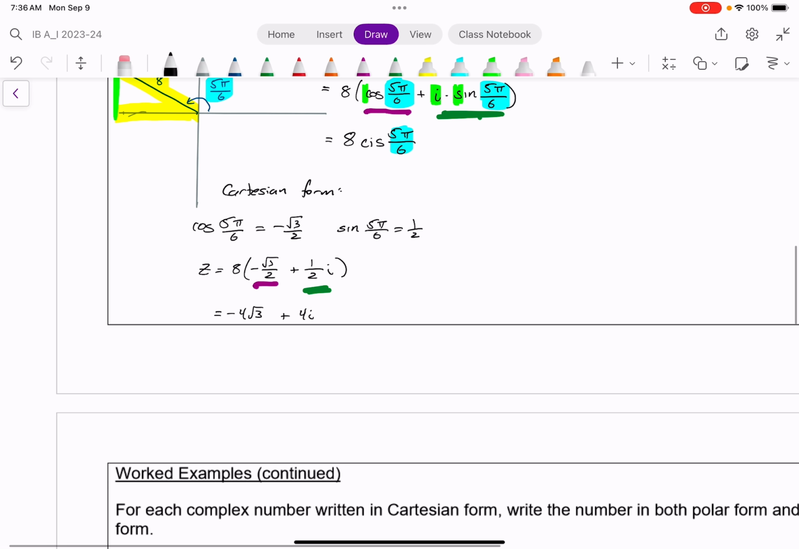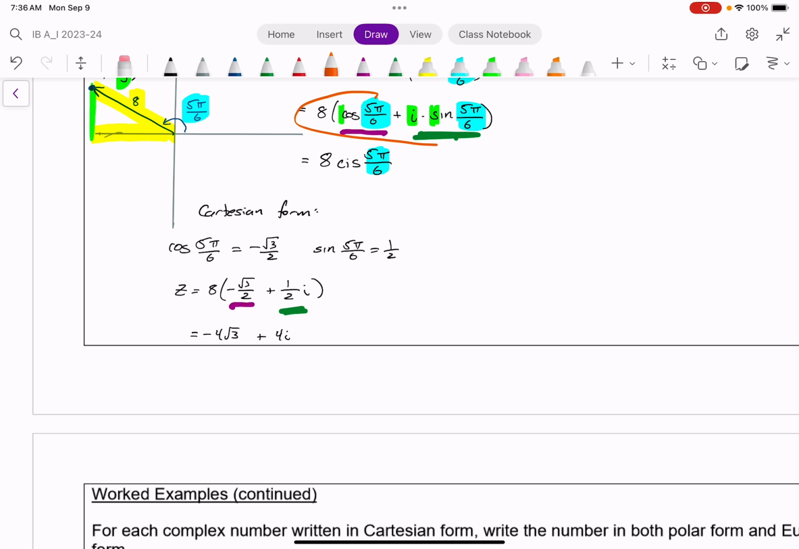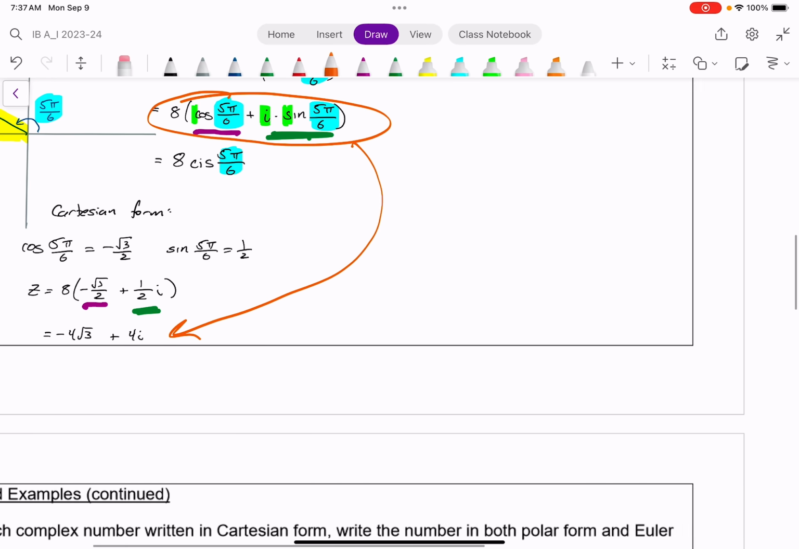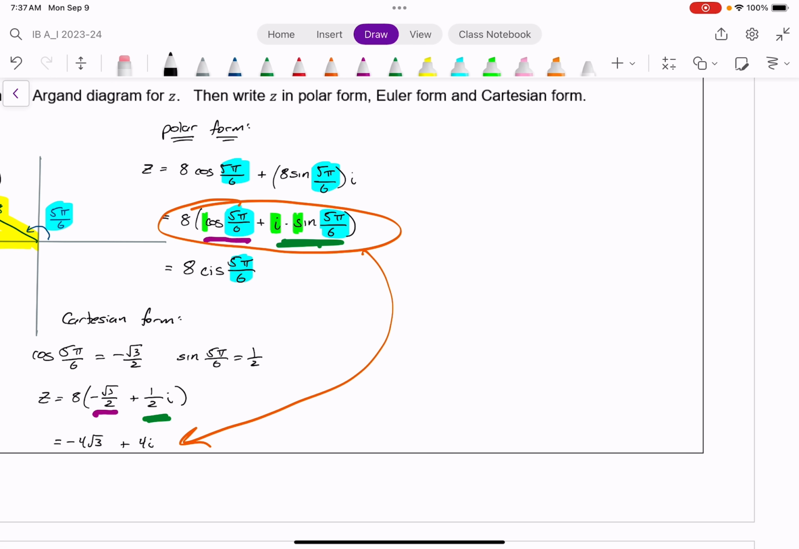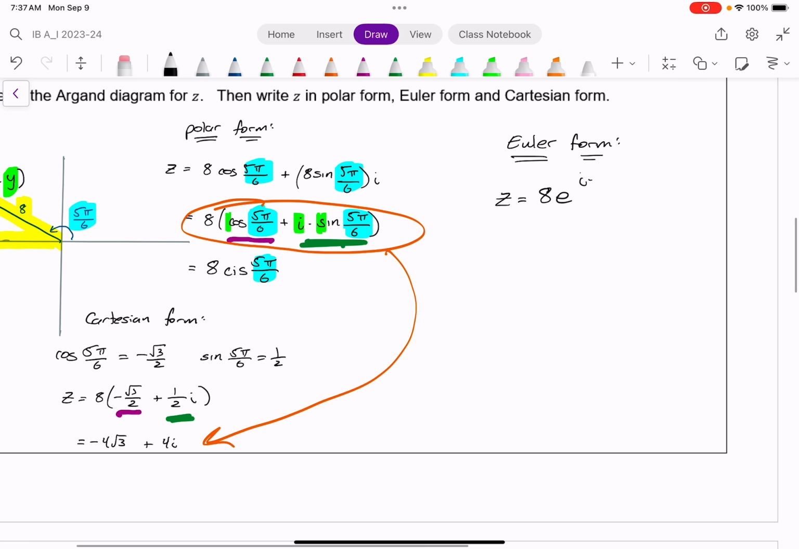Keep in mind as well, on your GDC, you should be able to just type this into your GDC, and it should give you a decimal approximation of this. It would be like negative 6.93 plus 4i. All right, the last form I want to talk about is Euler form. Which is also based on just the argument and the modulus. And it can be written like this, where it's z equals, the modulus is always the coefficient 8 times e, Euler's constant, to the power of i times the argument, 5 pi over 6.